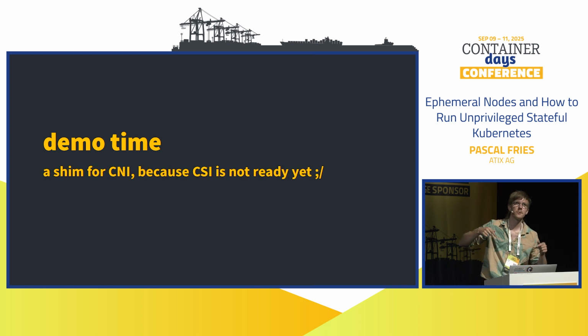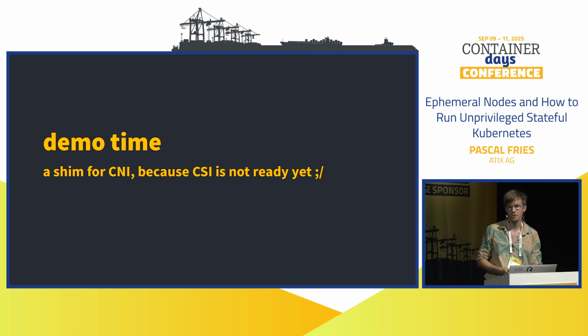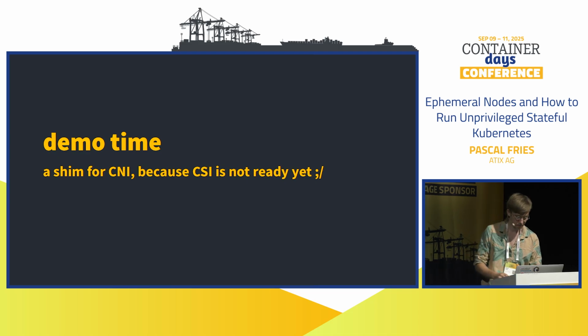Unfortunately, I can only show you that this is working for CNI because I'm not done with the CSI yet. Storage might be the more fun thing, but storage, on the other hand, requires you to write a gRPC server because of the socket thing. For CNIs, it's much easier because it's just a binary, and that could be a bash script. If we have time later, we can actually have a look at that bash script.